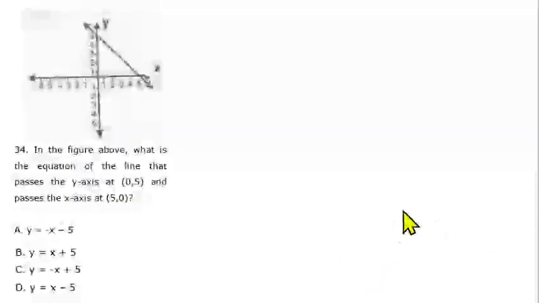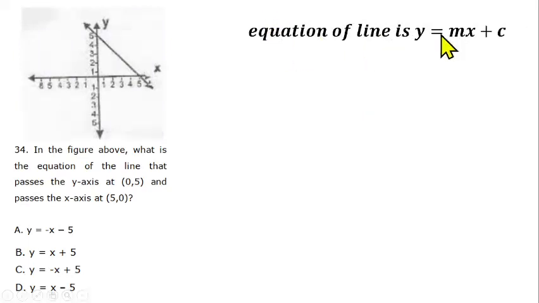So question number 34 is from coordinate geometry as well, but in this case you have to find the equation of the line that passes through the point on the y-axis 0, 5, and it passes through the x-axis at 5, 0. It's very simple as well. The equation of the line is y equals mx plus c, because it's a straight line, so we have y equals mx plus c.